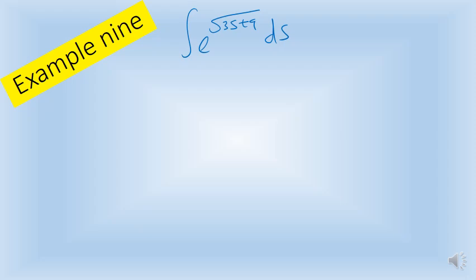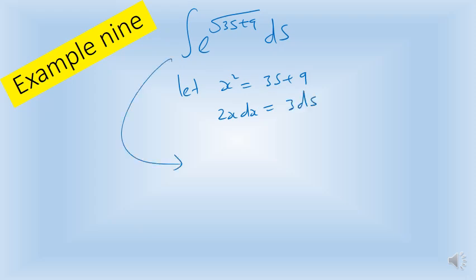So what's the substitution? Let x squared equal to 3s plus 9. So 2x dx is equal to 3 ds. Everyone's happy with that. So this integral transforms to, very simply, 2/3 integral of x e to the x dx.